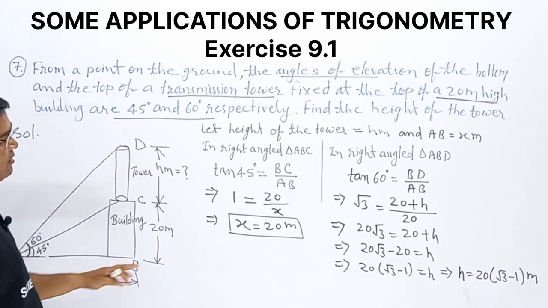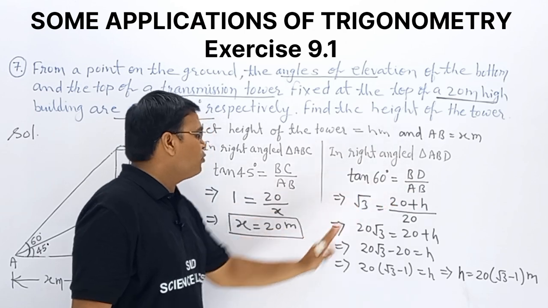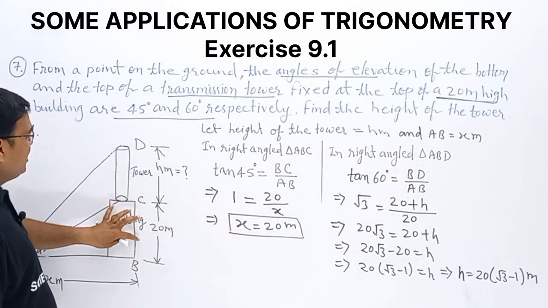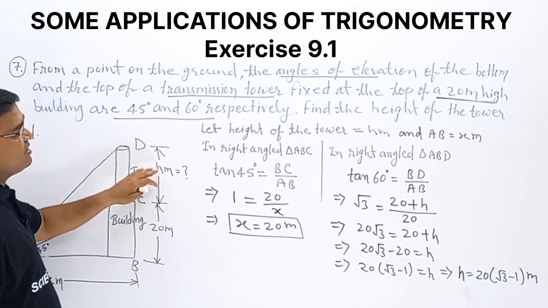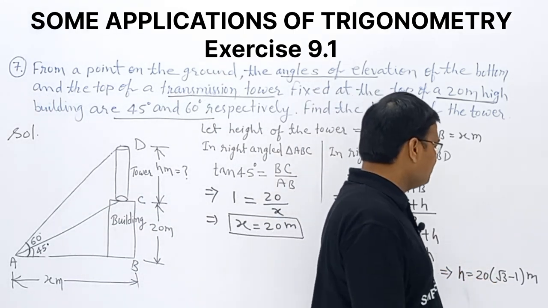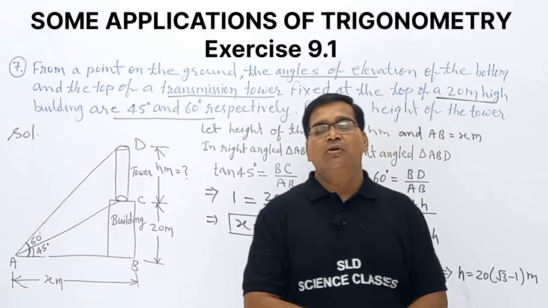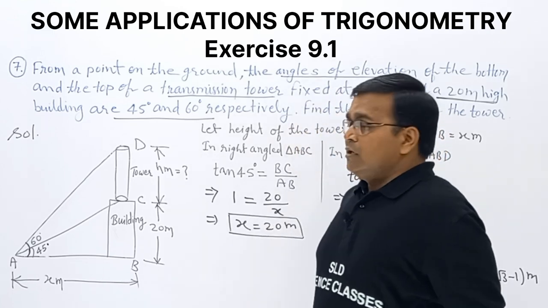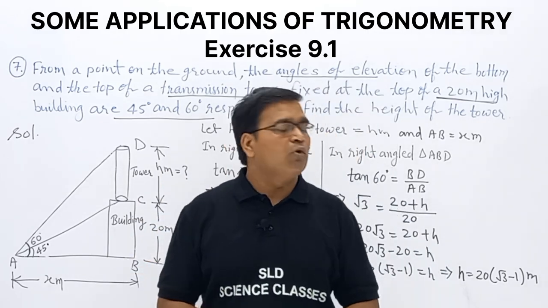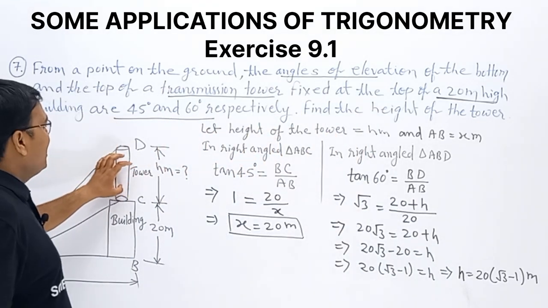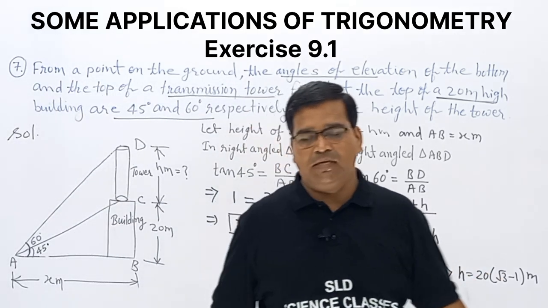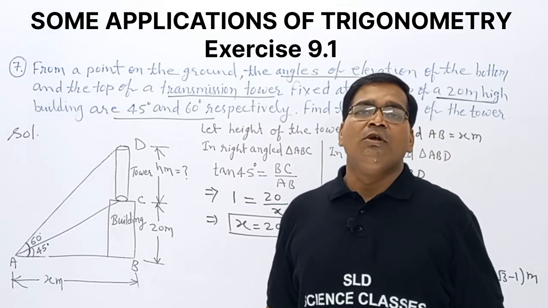Now we consider this right triangle ABD, in which the acute angle is 60 degree. Then tangent 60 will be perpendicular upon base. The base we obtained is 20 meter, and BD will be building plus tower height, so 20 plus h. After solving we get h equal to 20 times square root of 3 minus 1 meter, and this is the height of the tower. The building height we already have as 20 meter. We want the height of this transmission tower, which we assumed as h, and this is its value. I hope you understand this question. That's all about this question. Thank you so much.